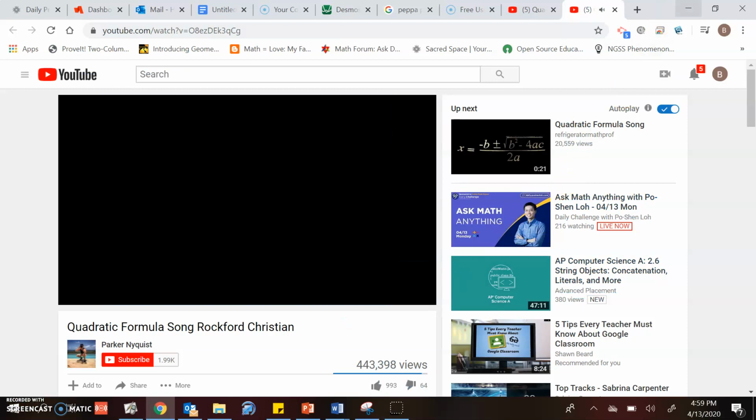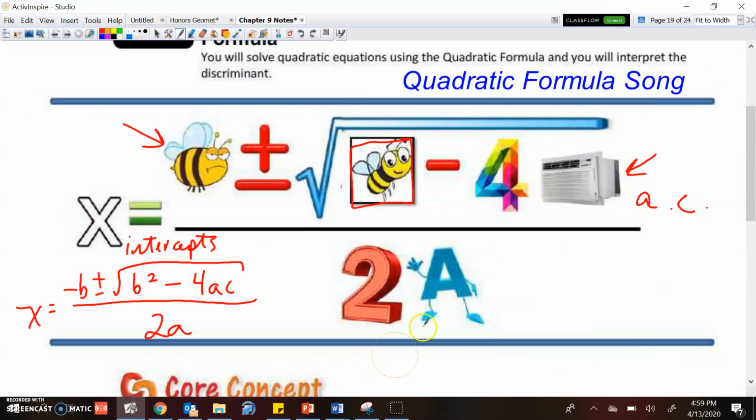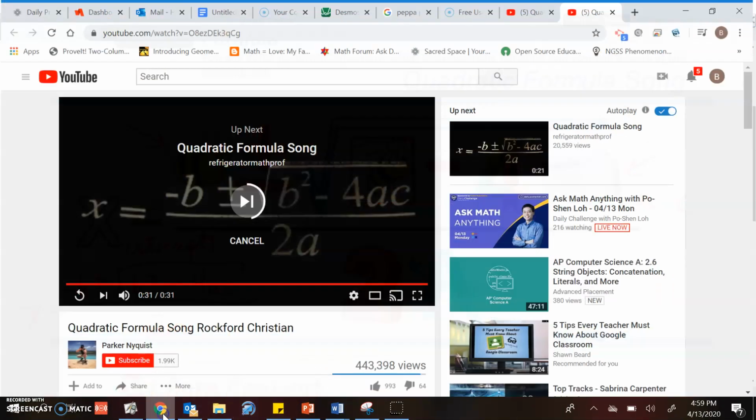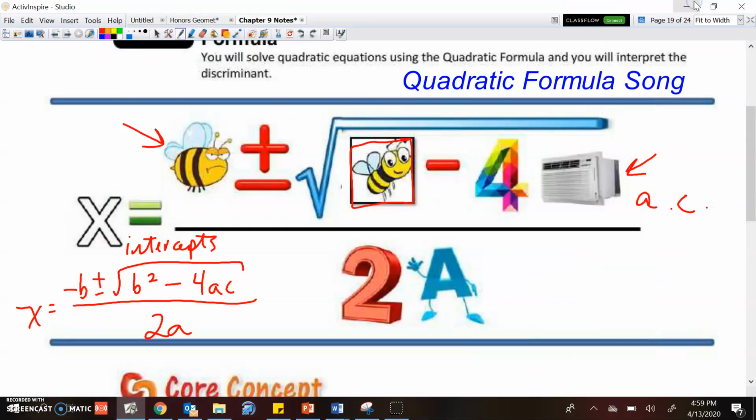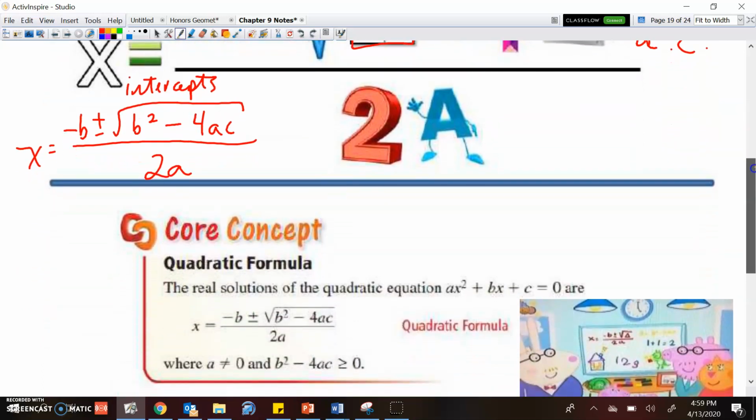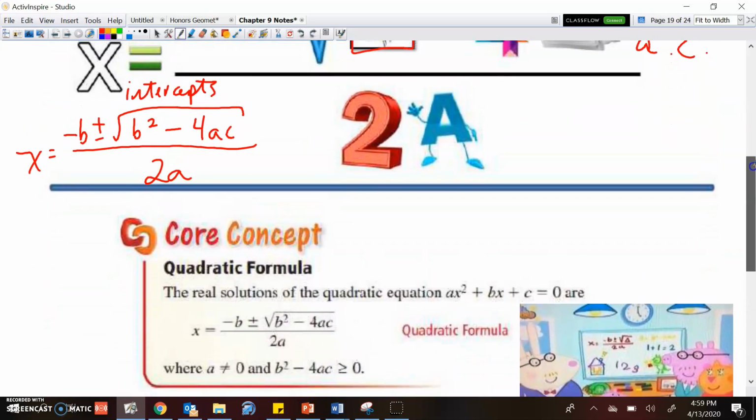All right, so there you have it. Now, if that didn't work for you, that's okay. Again, I would encourage you to try to Google that. I pulled the song. It says quadratic formula song, Rockford Christian. Someone in class last year or the year before shared it with me. But you can Google a bunch of different ones. I just want you to try to have this memorized. And I know it's long, and I'm not going to obviously test you on it because of our circumstances, but I want you to have that in your head.